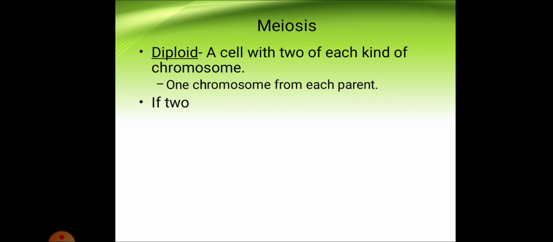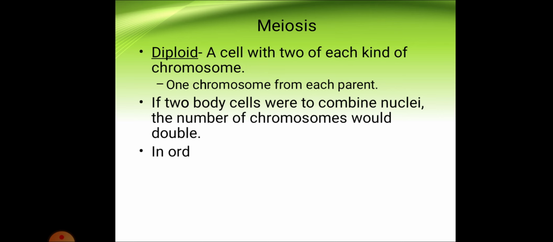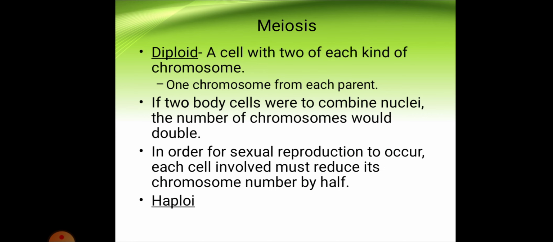In meiosis, there are two types of cells, the first of which is the diploid. It is a cell with two of each kind of chromosome, one chromosome from each parent. If two body cells were to combine nuclei, the number of chromosomes would double. Always remember that in order for sexual reproduction to occur, a cell must reduce its chromosomes by half.